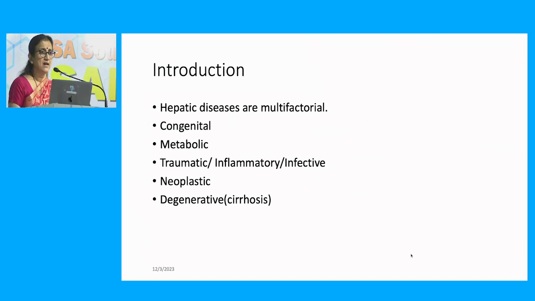So basically, when you talk about hepatic diseases coming for anesthesia, you need to realize that the entire spectrum is multifactorial. You have congenital liver disease, metabolic, traumatic, inflammatory, infective, neoplastic, as well as the degenerative forms or cirrhosis as they are called, which is emerging to be a very important part of presentation of patients with either inadvertent or recognized liver disease coming for surgery.